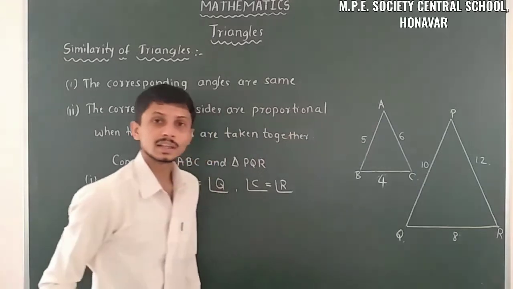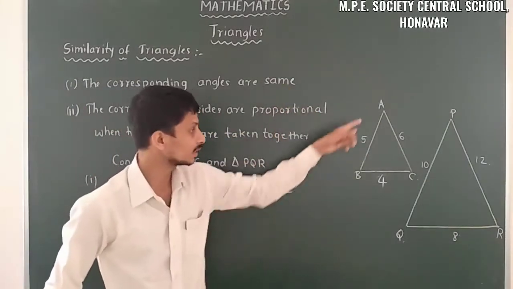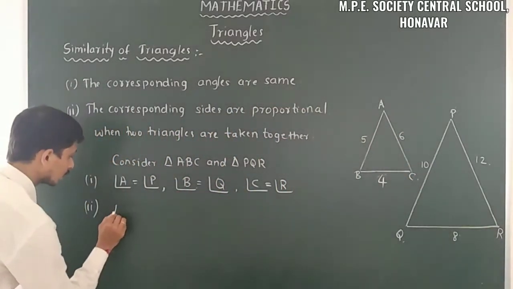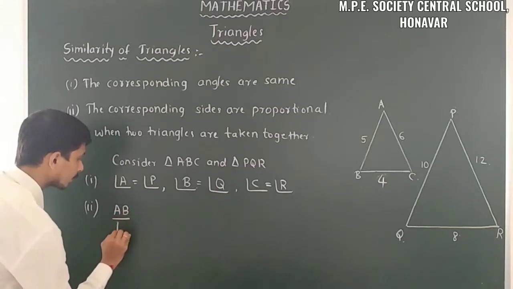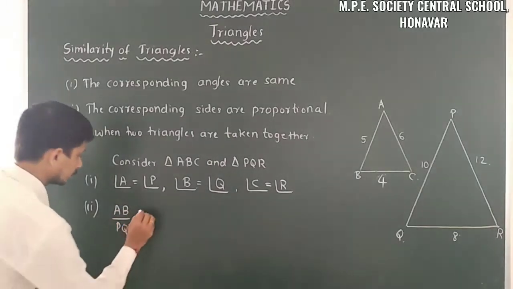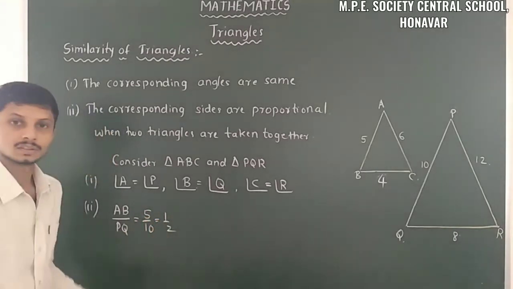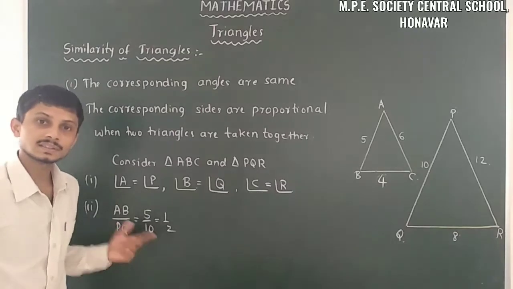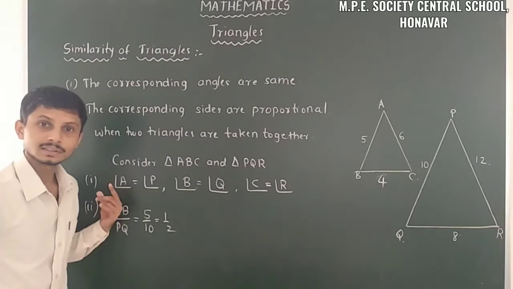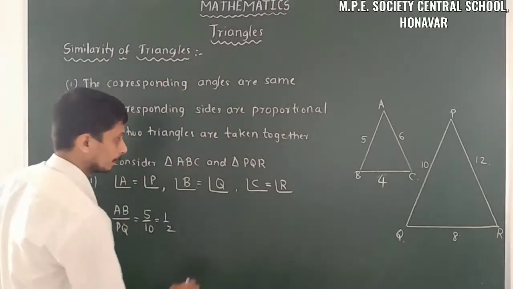So let us take the proportionality. Firstly, I will take the two corresponding sides, AB and PQ. We have to divide those two. AB by PQ is equal to 5 by 10. 5 by 10 is equal to 1 by 2. So the ratio of these two corresponding sides is 1 by 2. Let us take the next one, that is AC by PR.